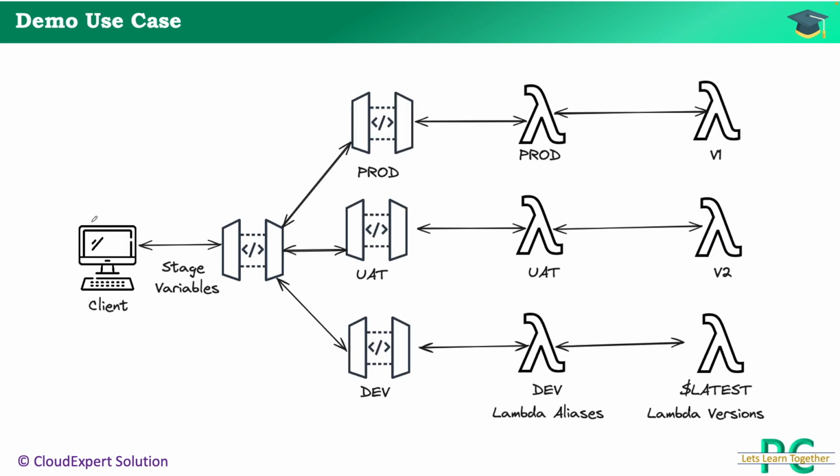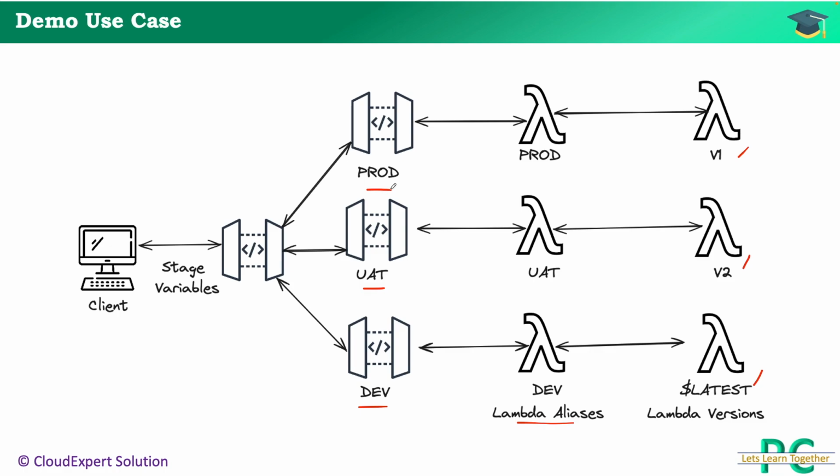Now for today's demo, what we are going to do, first we are going to create a Lambda function. We are going to create 3 different Lambda versions. As I told, V1 for production, V2 for UAT, and latest will be for dev. Then we are going to create 3 Lambda aliases to point to these 3 versions, one for dev, one for UAT, and one for prod. After that, we are going to create an API Gateway, and we are going to create 3 API stages, one dev, one UAT, and one prod. And then we will map each API stage to the corresponding Lambda function.